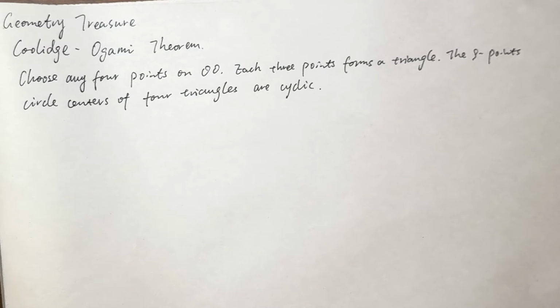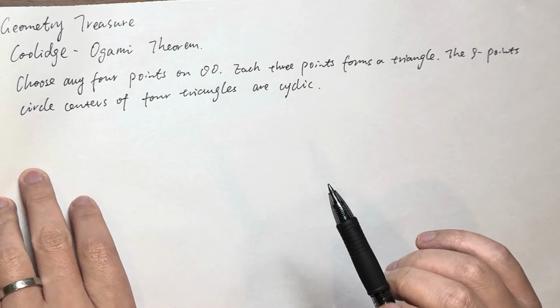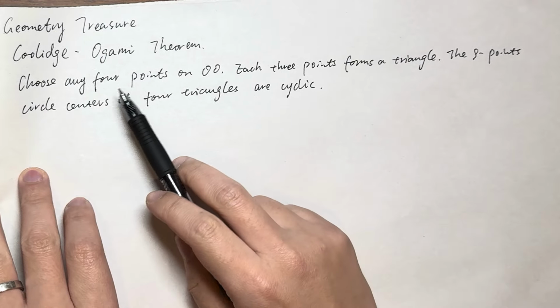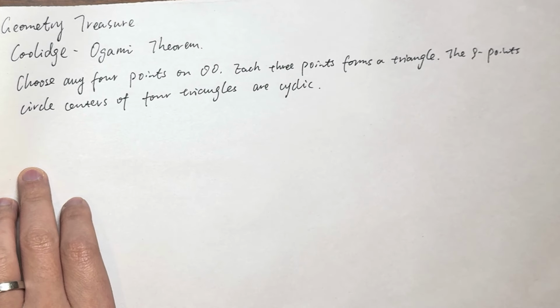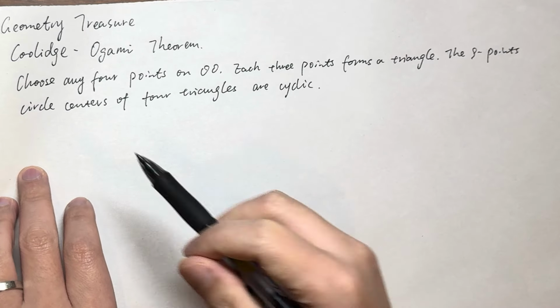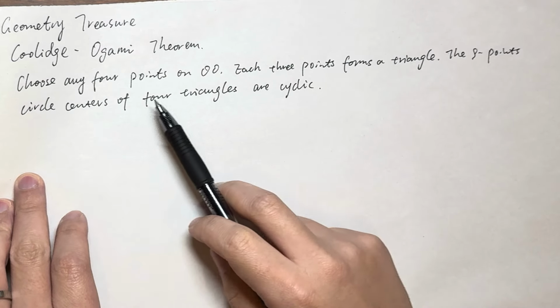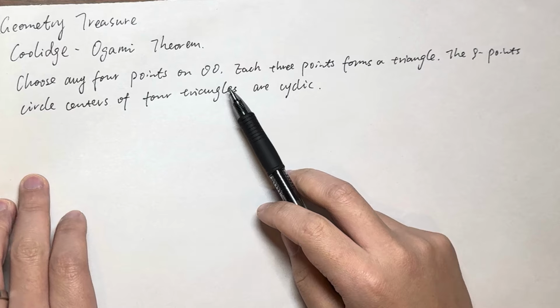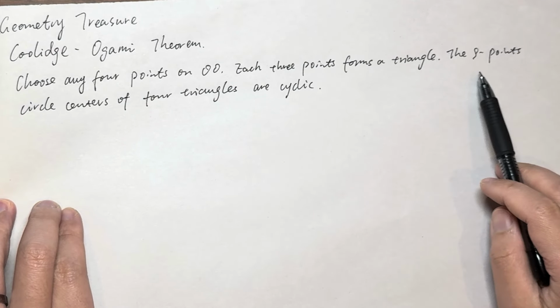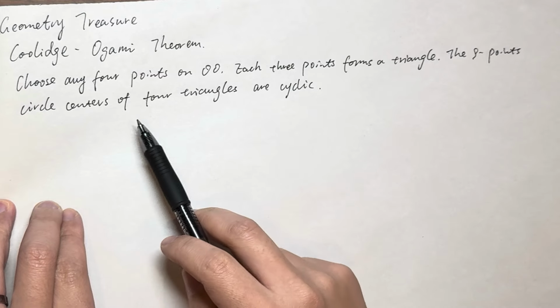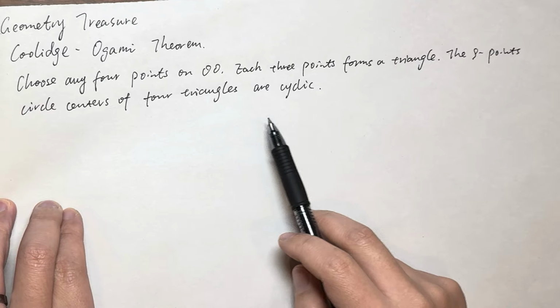So let's continue our study on the 9-point circle. Today we're going to talk about a theorem that relates to the 9-point circle. It's called the Coolidge-Ogami theorem. It says that if you choose any 4 points on circle O, each 3 points form a triangle, then the 9-point circle centers of the 4 triangles are cyclic.